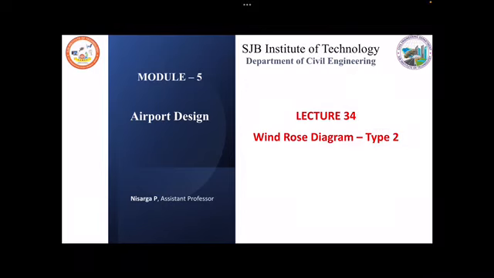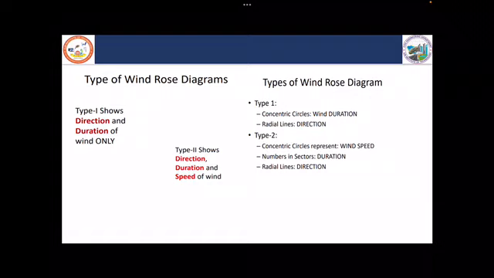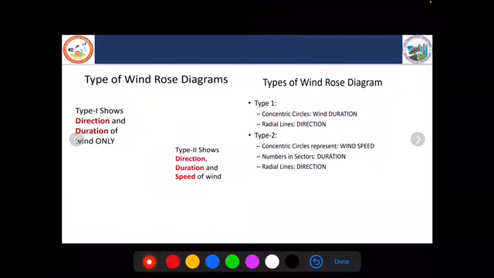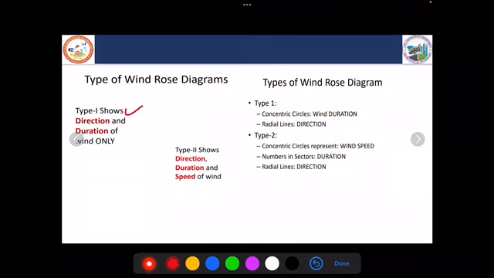Hello students, in this session let us discuss how the Windrose diagram of type 2 will be constructed to determine the best runway orientation. So now let us revise once. We have two types of Windrose diagram: Windrose diagram of type 1 and Windrose diagram of type 2.